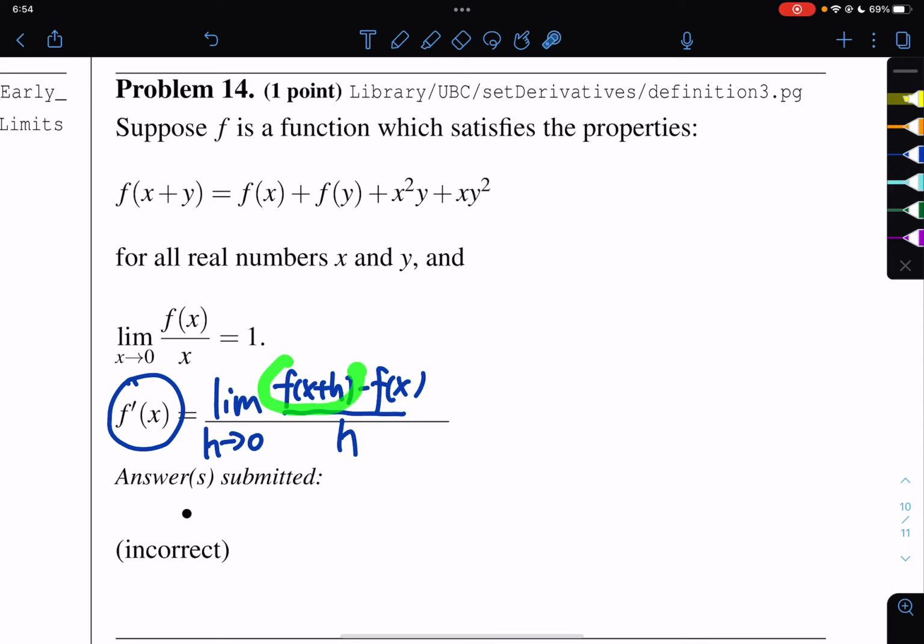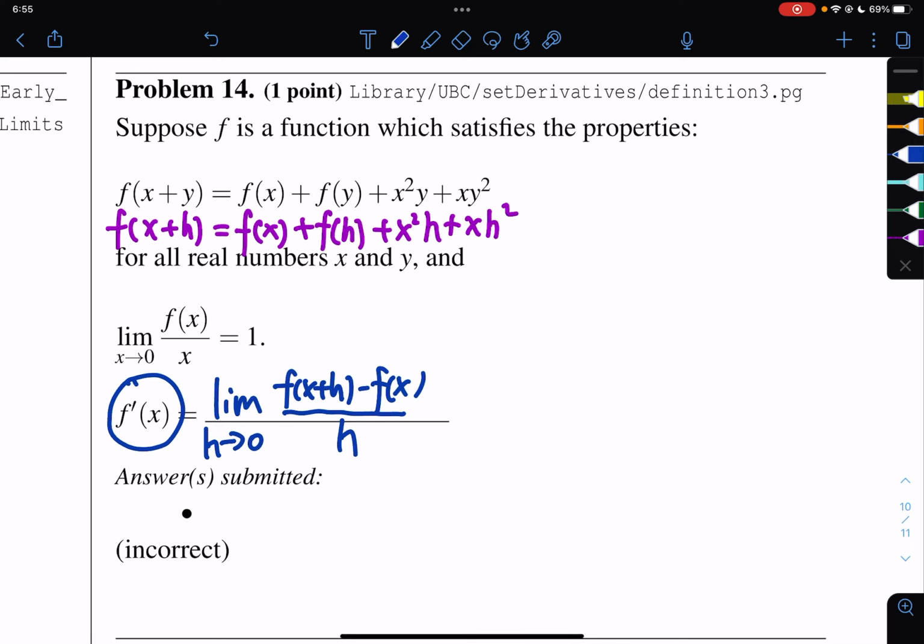Well, I need to find f of x plus h. F of x plus y was given to me, therefore we could rephrase it as f of x plus h. It's just a matter of change of notation. We said earlier that what's put in the parentheses is just a matter of placeholder. So you could have rephrased the problem like this.